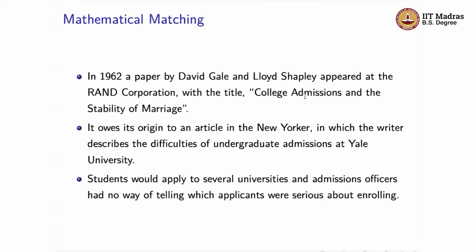There was a paper that came out, written by two scholars, David Gale and Lloyd Shapley, who were working at that time at Rand Corporation. And the paper had a very strange title, right? The paper's title was College Admissions and the Stability of Marriage. Now, this already raised quite a few eyebrows because you would not think that these two things are connected, right? How is, for example, college admissions related to the stability of marriage?